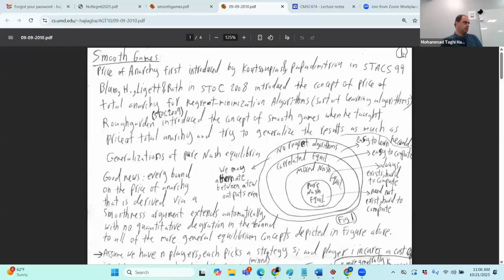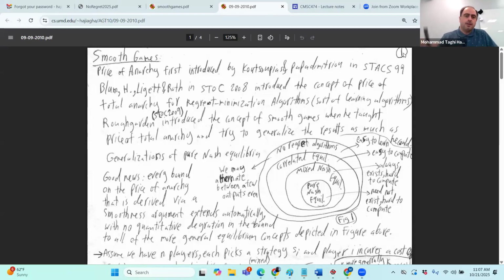Okay, so far we talk about Nash equilibrium, different concepts like correlated equilibrium, min-max solution concept, or dominant strategies, etc. And we talk about computation of Nash versus correlated versus min-max, etc. And we talk about price of anarchy. Now, this price of anarchy actually has been developed quite a bit.